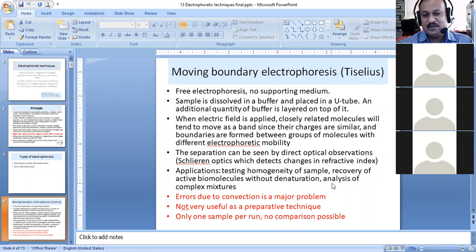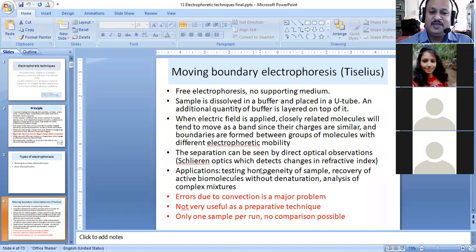Okay. And then the third application I have written is the analysis of complex mixture. Now, this particular application is actually a part of the first application we have seen, that is testing the homogeneity of the sample. These are related applications. So when I say analysis of complex mixture, what does it mean? Firstly, it means that the sample is heterogeneous. Already by moving boundary electrophoresis, we can find out whether the sample is homogeneous or not. And if it is a heterogeneous sample, then we are going to analyze the complex mixture using this type of electrophoresis.